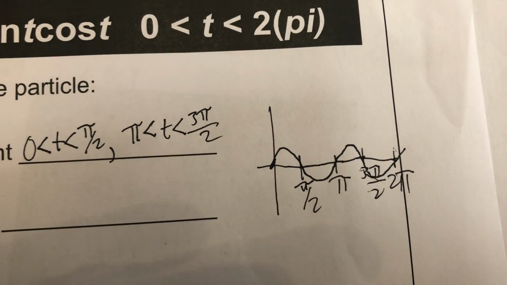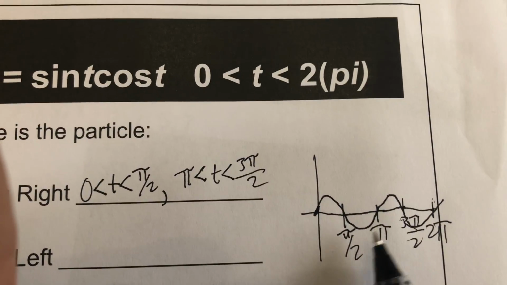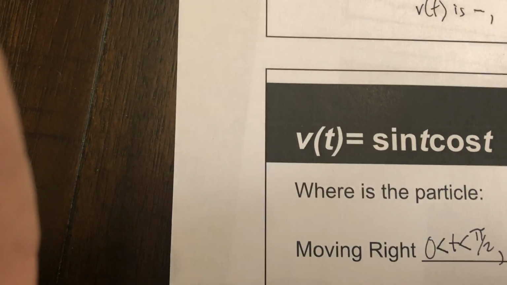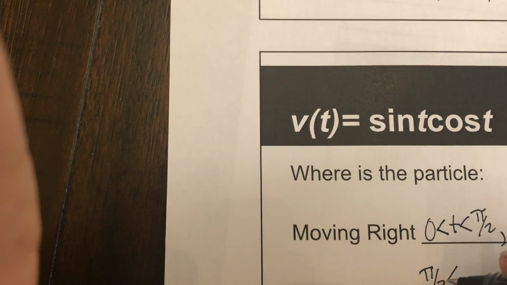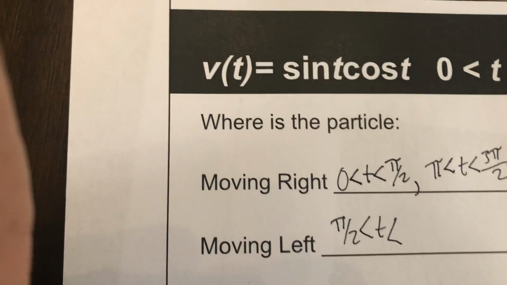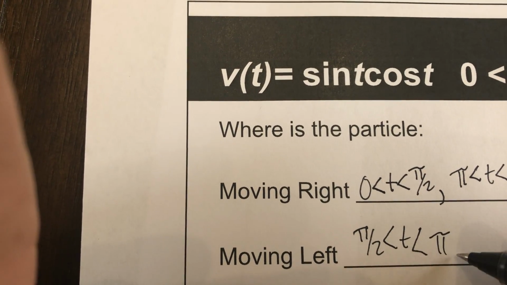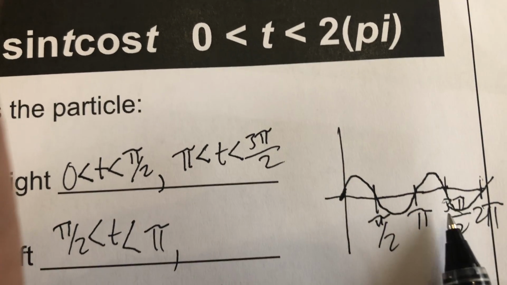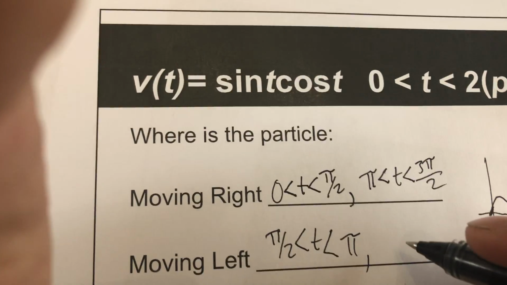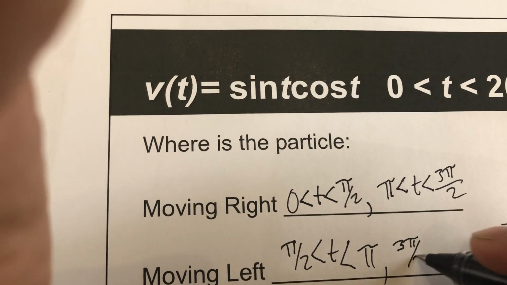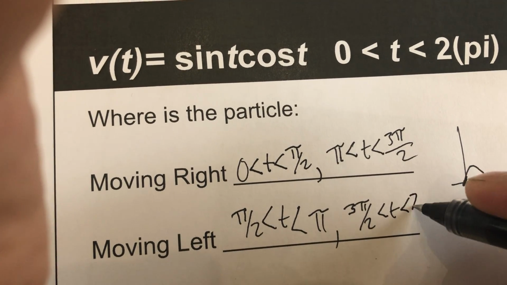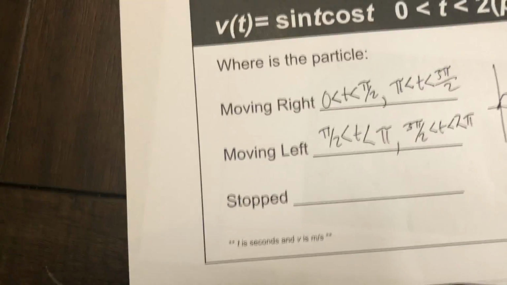Where is it moving left? Those are times when it's below the axis. These 2 times right here. So when is it moving left? From pi over 2 to pi. And then again, the second part was 3 pi over 2 to 2 pi.